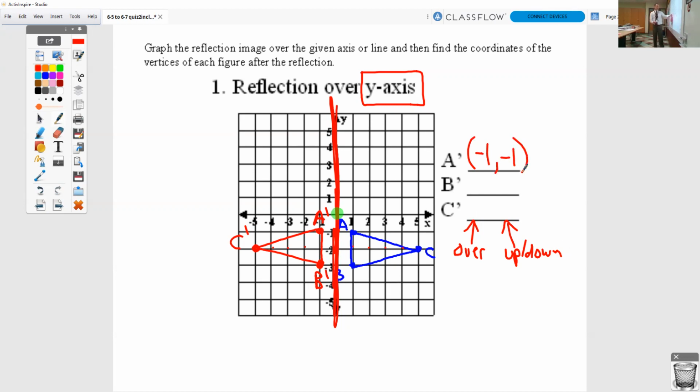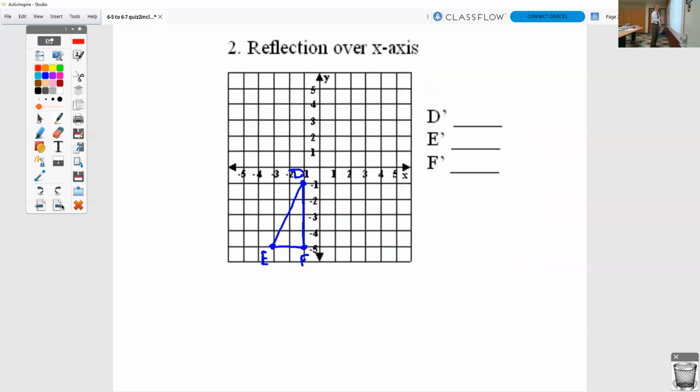B prime, over to -1, starting at that green dot, down to -3. So -1, -3. C prime, starting in the middle, over to -5, down to -2. So we drew our new shape, we labeled it with primes, and we wrote down the coordinates.